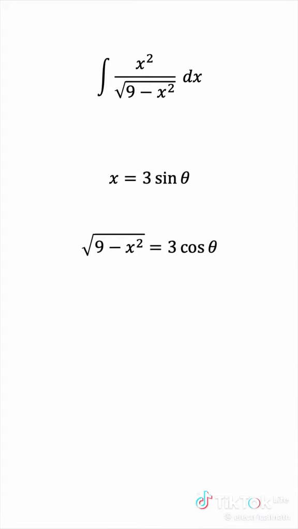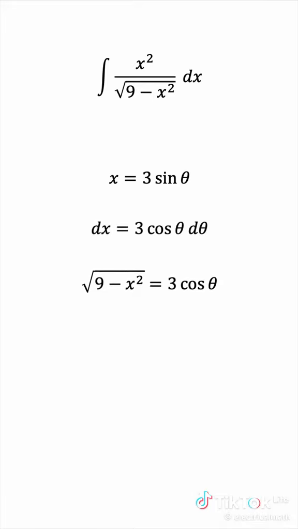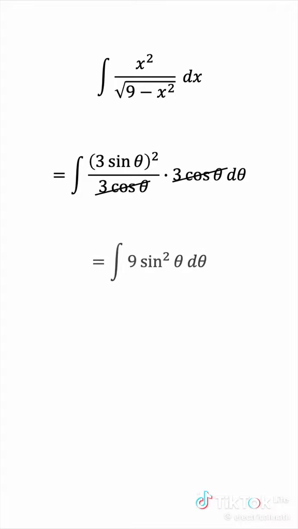The last bit of information we need is dx, the differential term, and we can get that easily by differentiating the equation for x, which gives us 3 cosine theta d theta. We are now ready to write the integral purely in terms of theta. The integral becomes the following. Notice that 3 cosine theta cancels out, and the integral becomes 9 sine squared theta d theta.